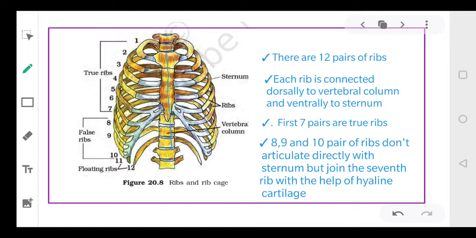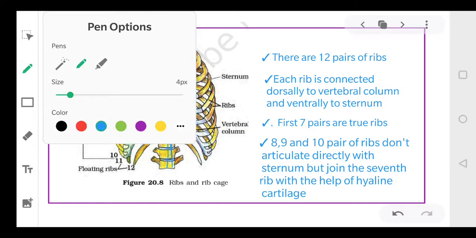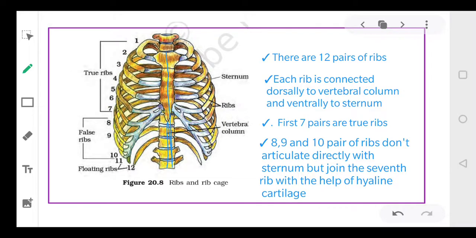Now this flat bone is your sternum. ये जो आपकी bone है ये आपकी sternum है. As I told you, sternum is a flat bone on the ventral side, so this is your sternum. Okay, this portion is your sternum. Clear everyone? Now there are 12 pairs of ribs.